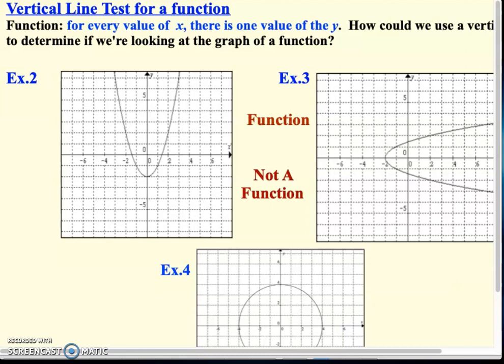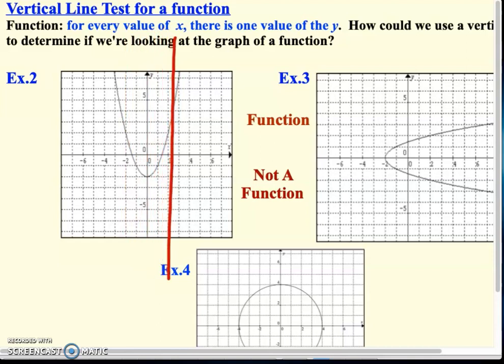Now, graphically, functions are really easy to figure out. So one-to-one, one X goes to one Y. Well, we have a test for this that works really nice called the vertical line test. And it's pretty simple. What you do is you take a vertical line and you pass it across your graph. If at any spot along the way it's only hitting the graph once, that's one X corresponds to one Y.